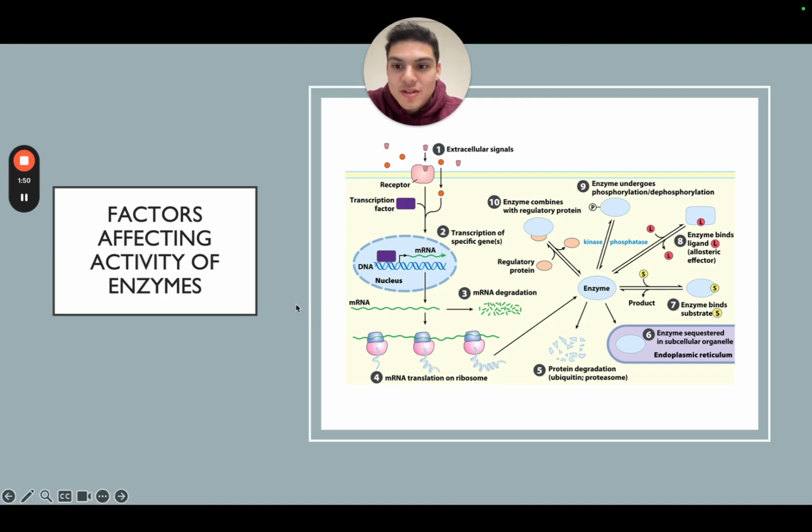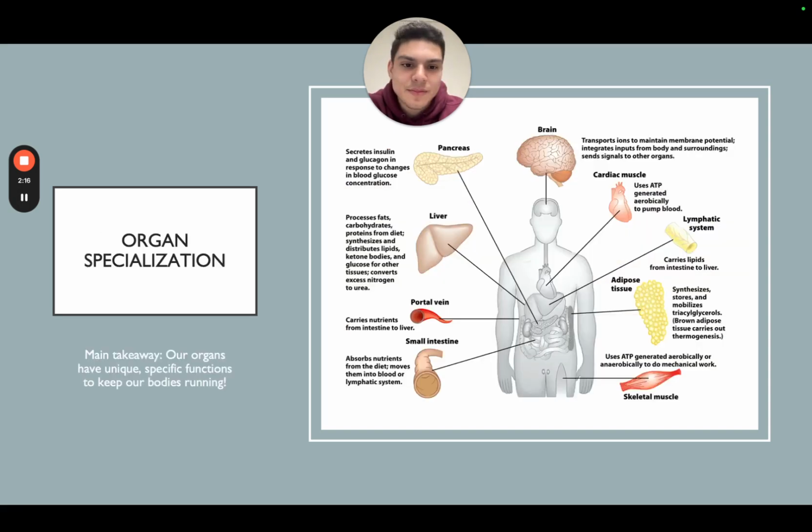Now, moving on to more general terms, factors affecting activity of enzymes. These are 10 factors. They're pretty self-explanatory, like extracellular signals may phosphorylate, dephosphorylate enzymes, which affects their activity, transcription of specific genes, mRNA degradation, mRNA translation on ribosomes, all this stuff. You don't really need to get too specific. Just know that there are multiple ways. You could be asked to list 5, and that's pretty much it. You just list them. They're pretty self-explanatory too, for the most part.